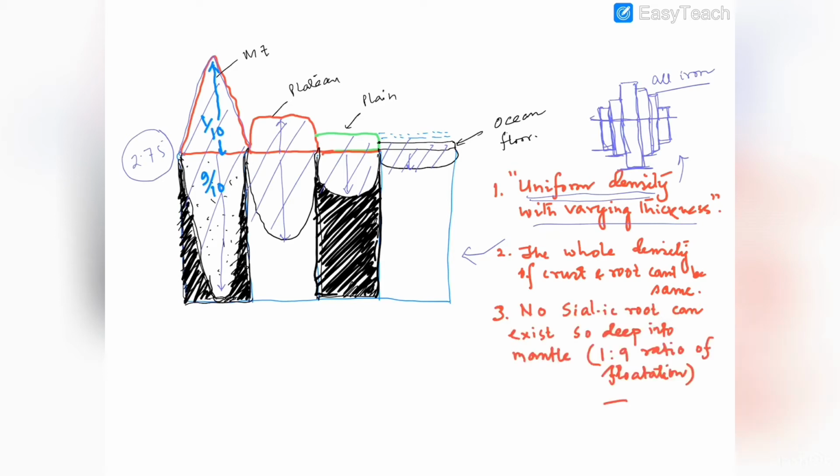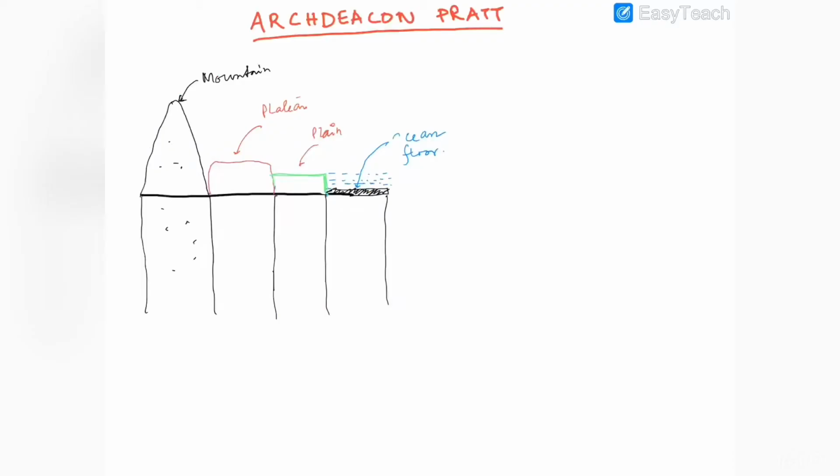So in the end, we can conclude that although Sir George Airy is criticized on these very points, his concept of root formation and his concept of flotation were nonetheless very true. Now, once we are done with the theory of Sir George Airy, let's move to the next scholar, who is Archdeacon Pratt, and we will see how Pratt gave an altogether new dimension to the theory of isostasy.